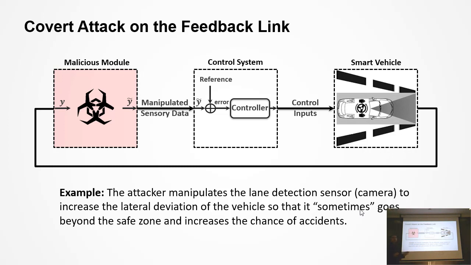We just don't tell you yet, but as an example, in our latest research, we tried to lie to the controller about the car position in the lane. You know that new cars can drive between the lanes automatically. They have stereo cameras. They see the lanes. They try to stay between the lanes and drive automatically without any help from the driver.